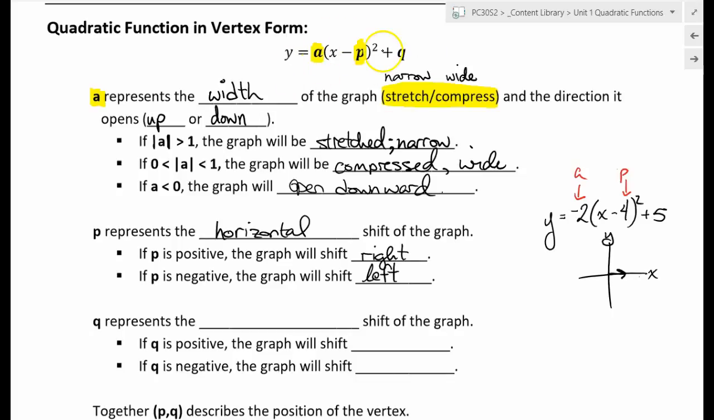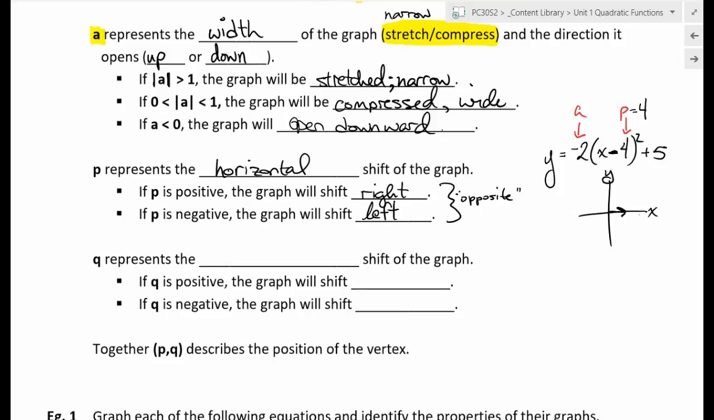But if we go back to the original general form, it's actually subtracting in the formula. So this negative is not attached to P. P is actually just 4 in this case. And so our horizontal shift almost seems like it's opposite the sign that we see in the equation, because that negative is already present in the formula.